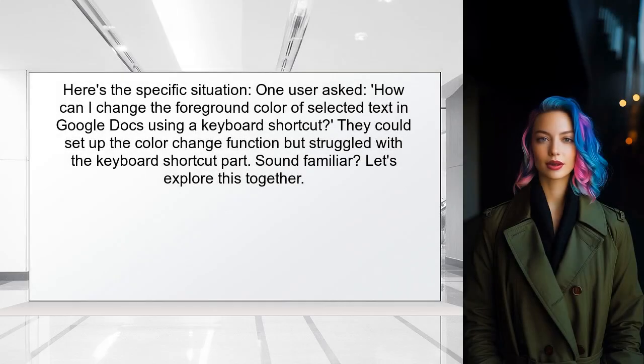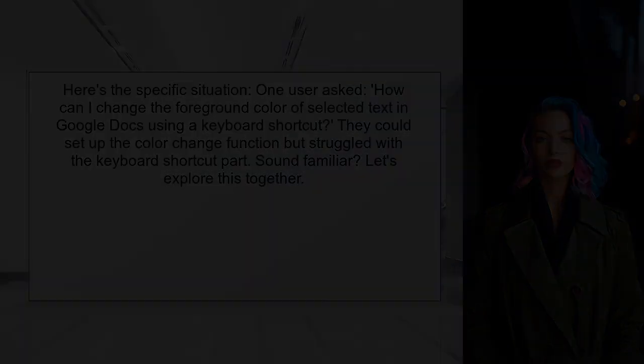Here's the specific situation we're looking at. One user recently asked, "How can I change the foreground color of selected text in Google Docs using a keyboard shortcut?" They mentioned they could set up the color change function, but struggled with the keyboard shortcut part. Sound familiar? Let's explore this together.